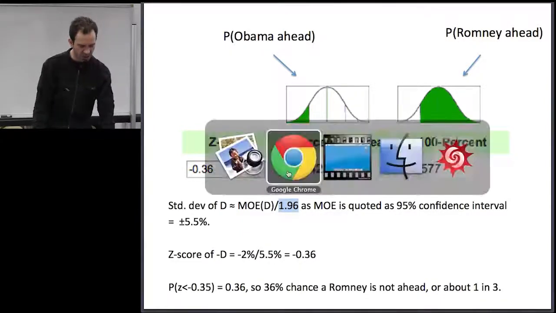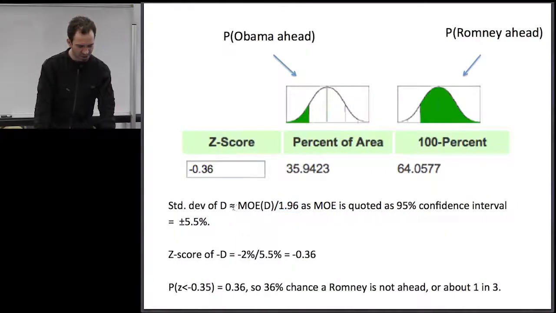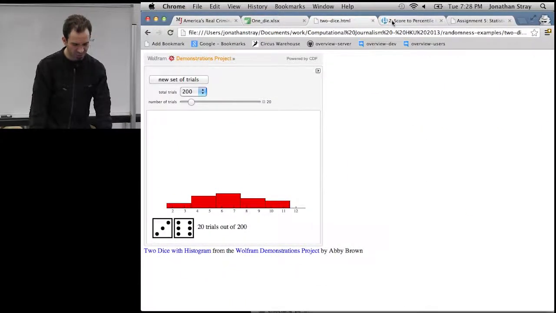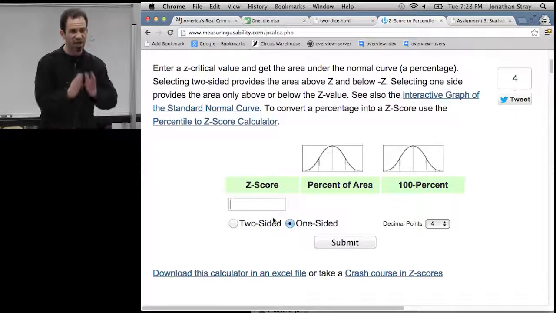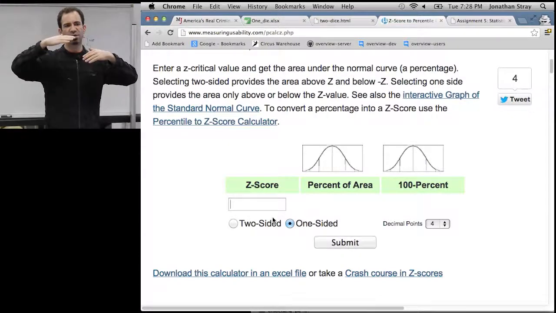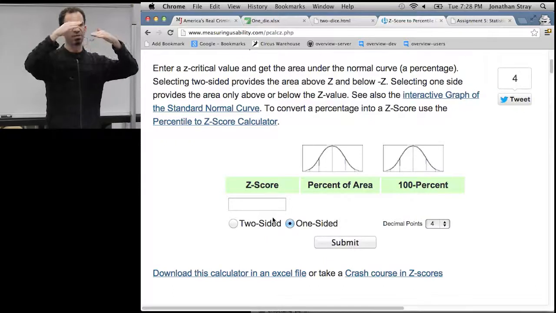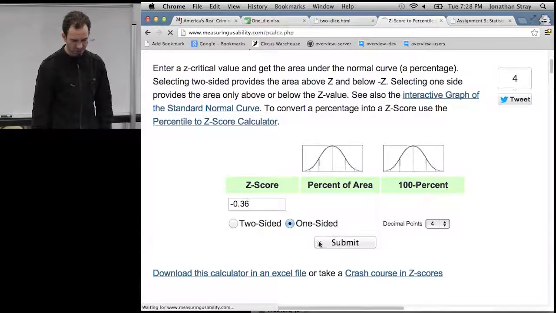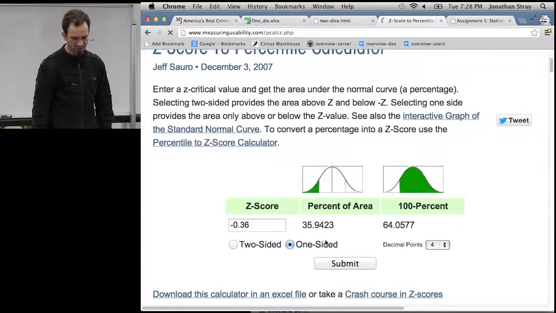And if you type this into a little calculator, and I will in fact do it, I've turned this 2% over 5.5%, which is the standard deviation of that 11% margin of error. And then I do a one-sided test, because I'm interested only in one of them being strictly ahead. I'm not interested in the difference between the two. I don't care if Romney is 4% ahead instead of 2% ahead. What I'm interested in is Romney being 0 or less percent ahead. So I do one-sided, I turn it into this score, I hit submit, and you saw it on the other page. There you go. That's the answer. 35-ish percent.